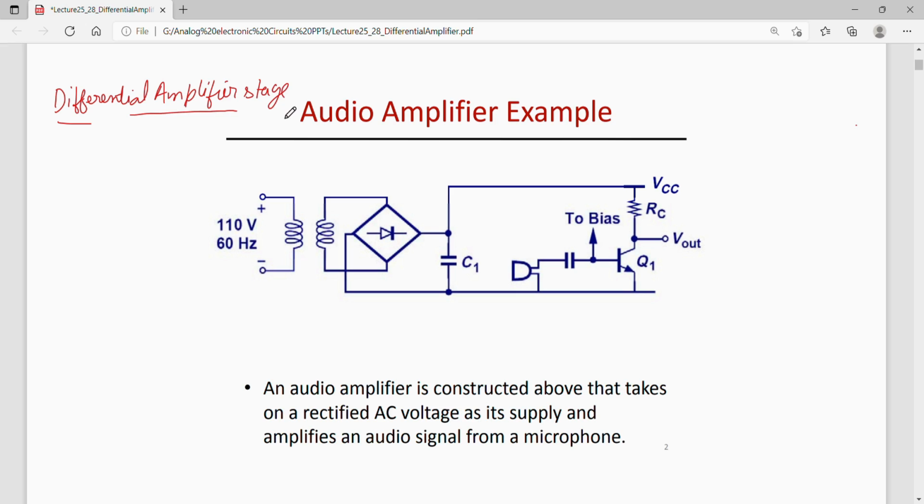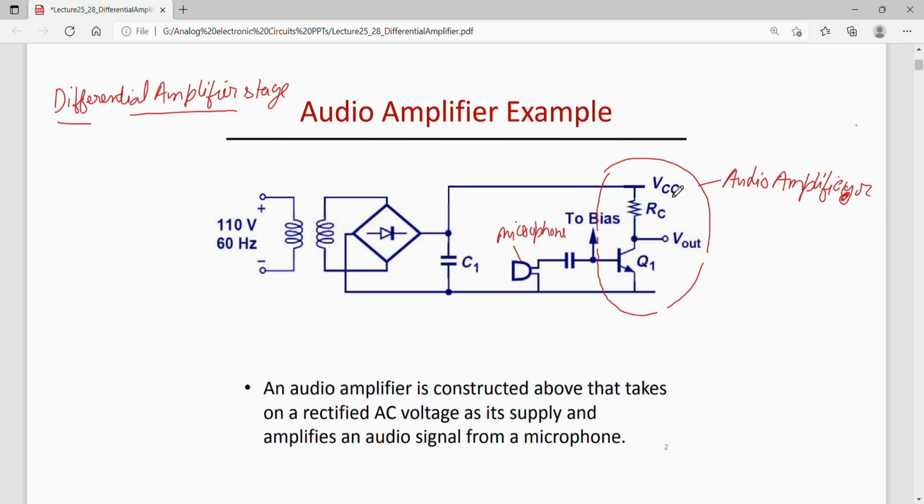Now before starting the differential amplifier stage, let us also discuss this audio amplifier. For example, in this circuit, this part is representing a common emitter amplifier, which would be used as an audio amplifier to amplify the microphone output, right? Here I have a microphone over here. So the signal from the microphone will be amplified via this amplifier.